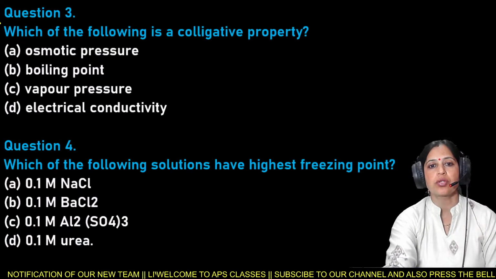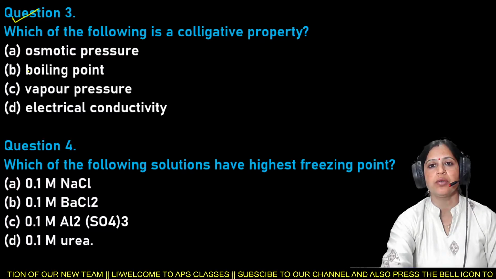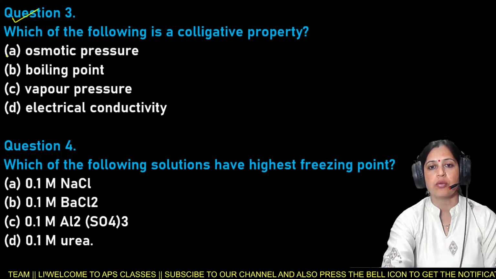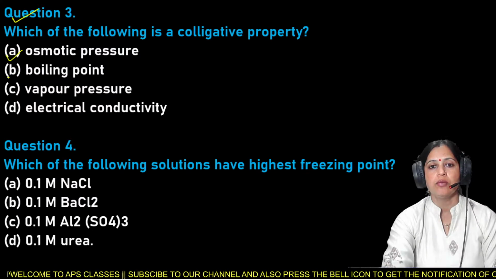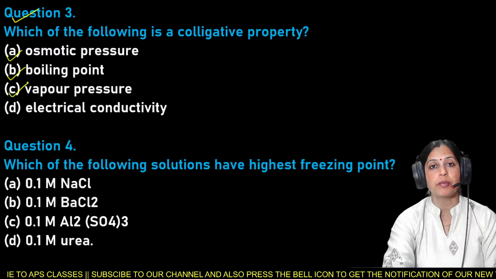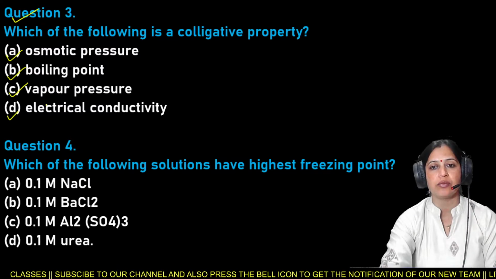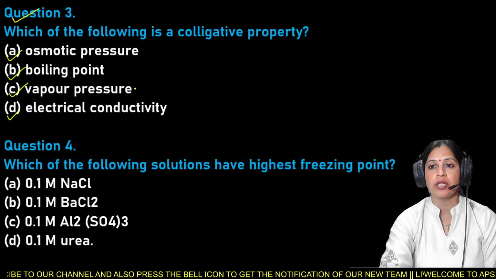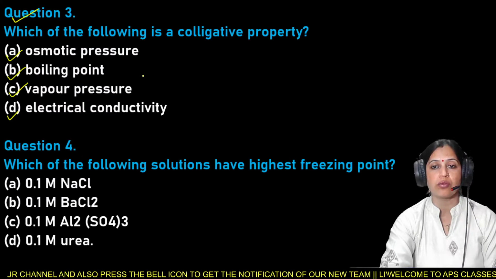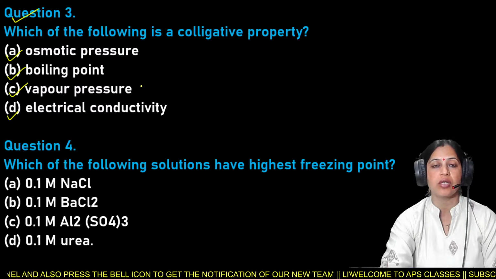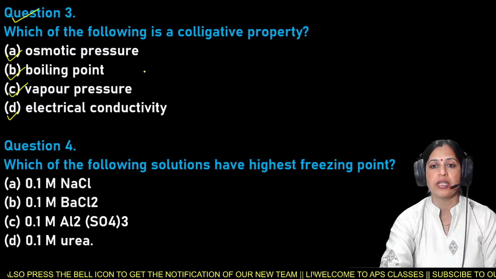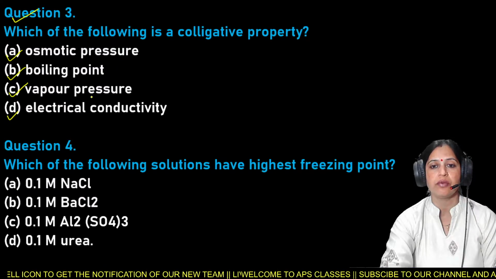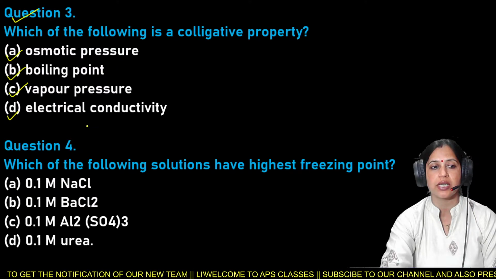Now shift to question number 3, and your question number 3 is: which of the following is a colligative property? Options are osmotic pressure, boiling point, vapor pressure, and electrical conductivity. Out of these 4 options, you have to choose the one which is the colligative property.